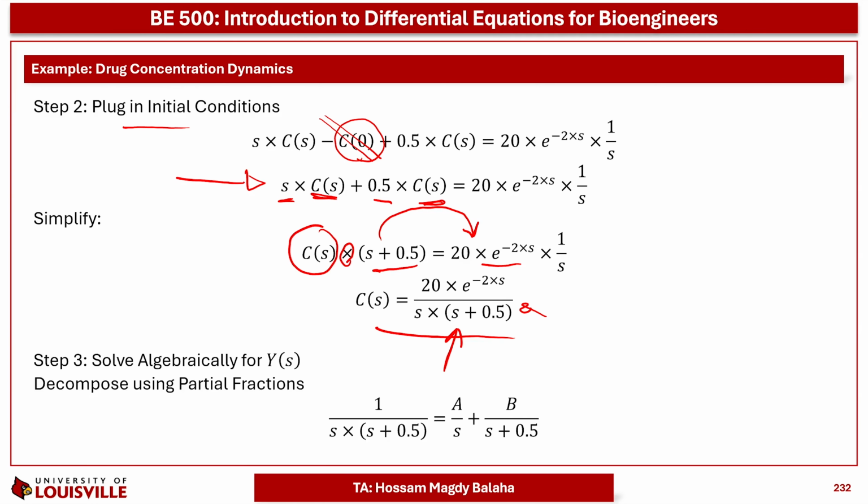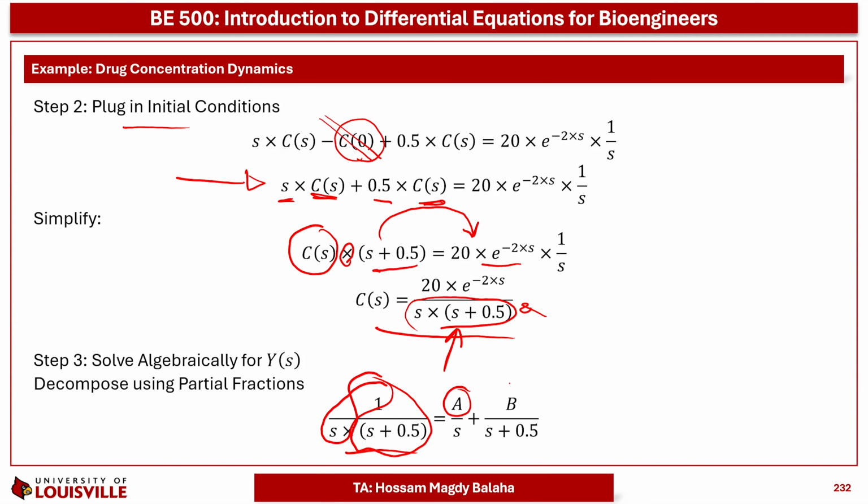Now, we need to solve this algebraically. First, we will think about using partial fraction. If it's not applicable, we will try to find a way to handle the equation to be on the form of the exponential sine or the exponential cosine. So first, is it applicable to apply partial fraction? Yes, in this case. So we will apply partial fraction for the denominator. So this is the denominator, so it will be A over s plus B over s plus 0.5.